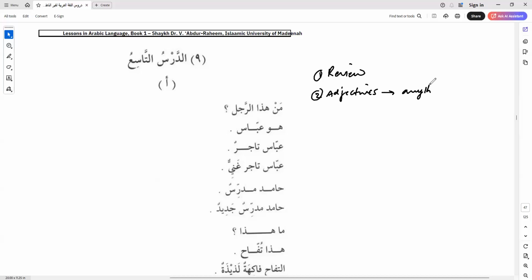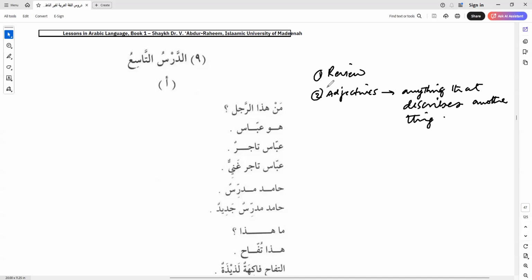Anything that describes another thing. You use something to describe another thing, we say it's an adjective. So an adjective is a modifier, it's a qualifier. It is used to express the quality of something.